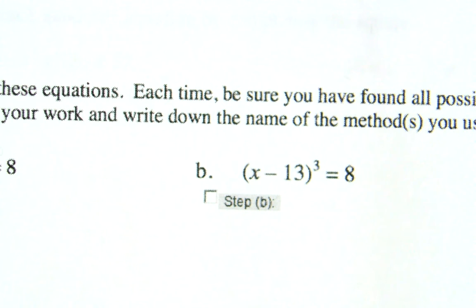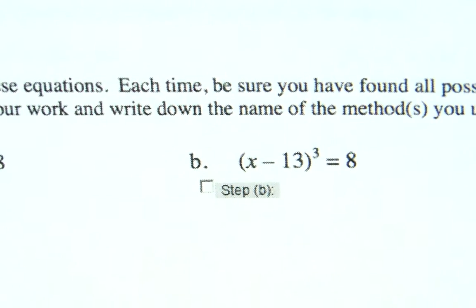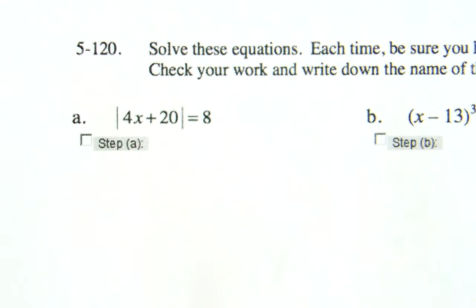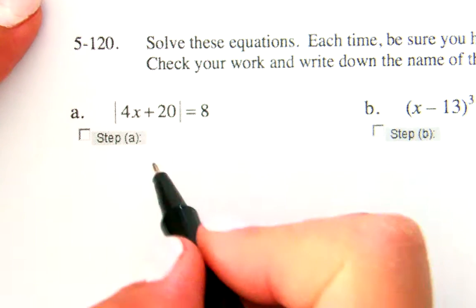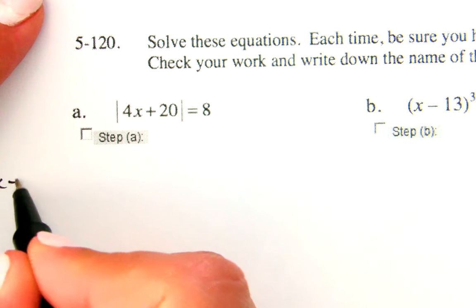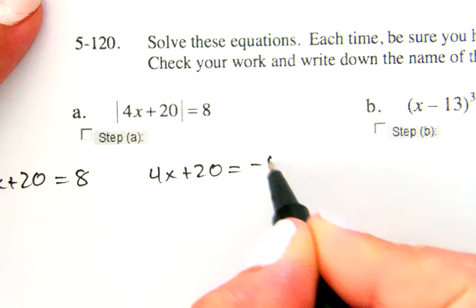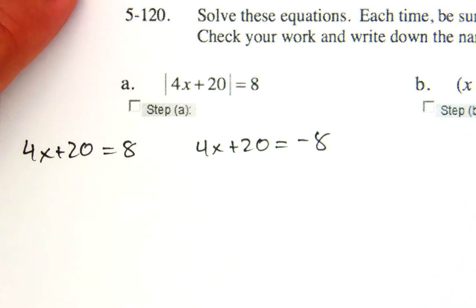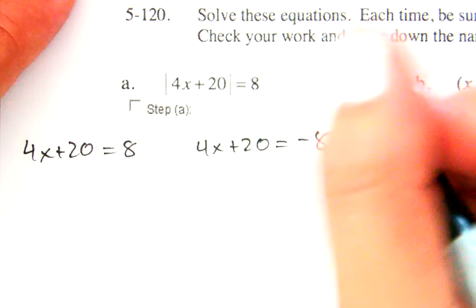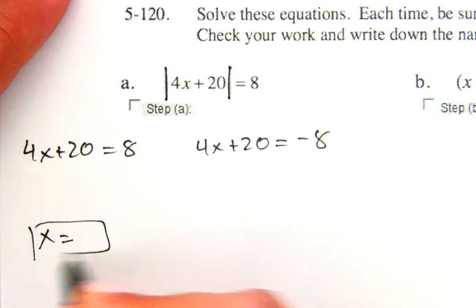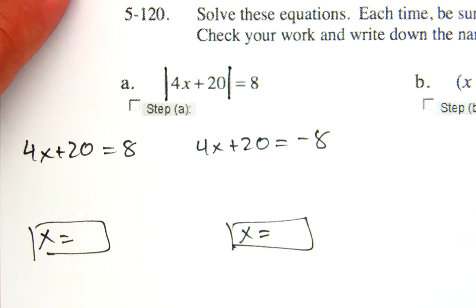Okay, 120, solve these equations. Each time be sure you have found all possible solutions. Check your work and write down the methods that you used. So for part A, this is a twofold process, right? Because you need two answers for this one. So you're going to have 4x plus 20 equals 8, and 4x plus 20 equals negative 8, because those are absolute value bars, not parentheses. So then you're just going to have to solve for x and then solve for x. So you should get two answers for that.